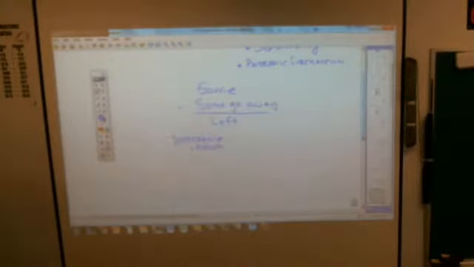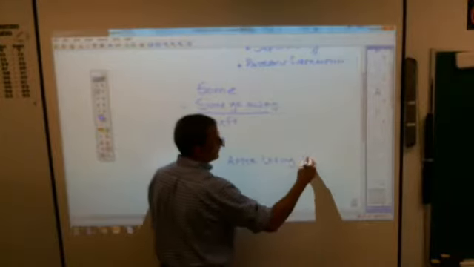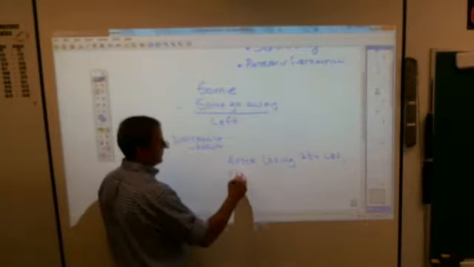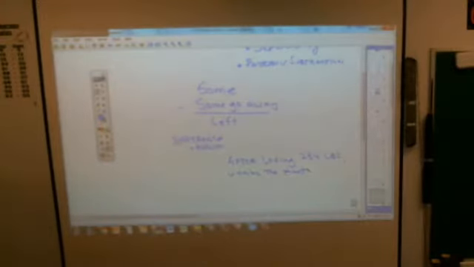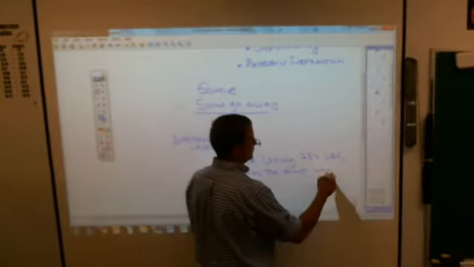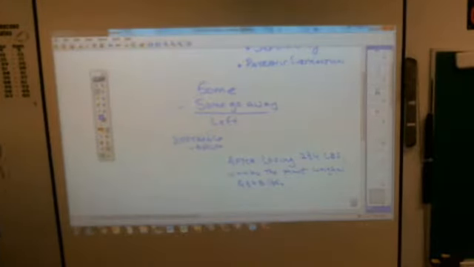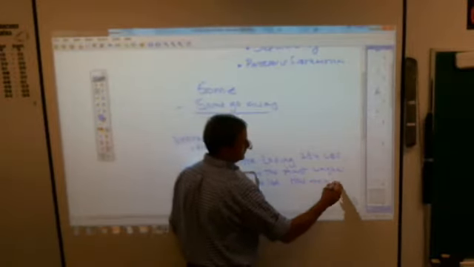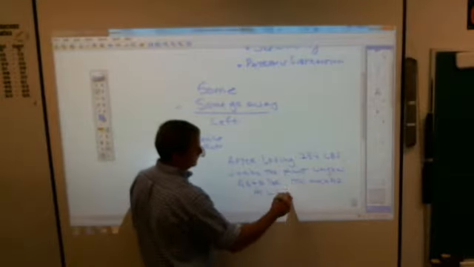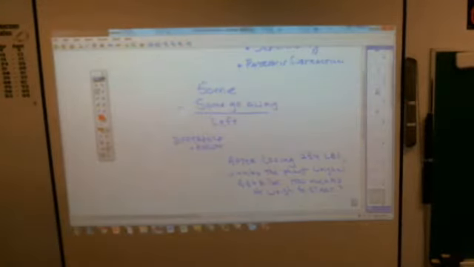Let's do this. After losing 234 pounds, Jumbo the elephant still weighed 4,368 pounds. How much did he weigh to start? Jumbo the elephant, we'll just call him Fant because I don't want to write that whole word out. Write that problem down, then we're going to talk about it just momentarily.